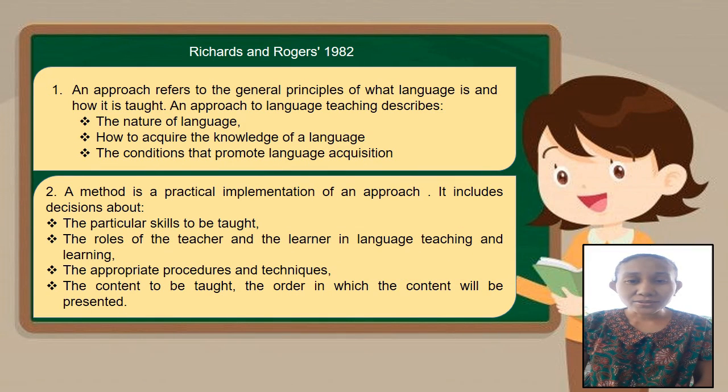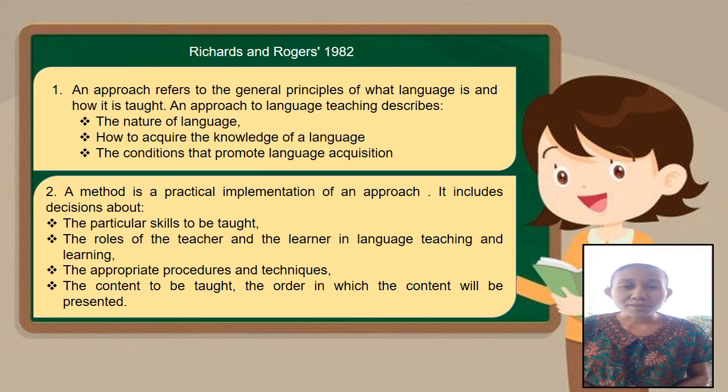Richards and Rodgers 1982 expanded on Anthony's 3-level framework. However, instead of approach, method, and technique, they chose the terms approach, design, and procedure. Their concept of approach was similar to Anthony's, but their design and procedure were of broader scope than Anthony's method and technique. An approach refers to the general principles of what language is and how it is taught.